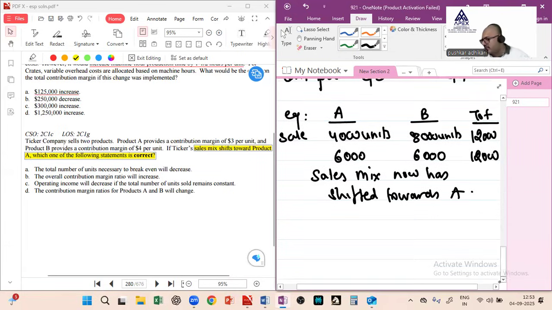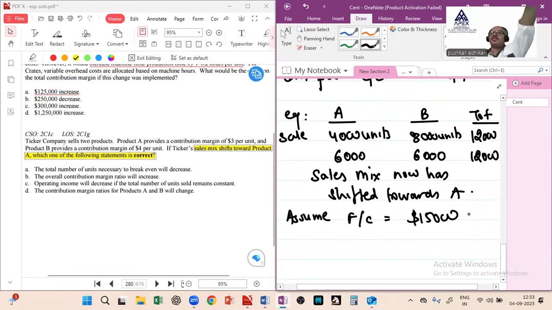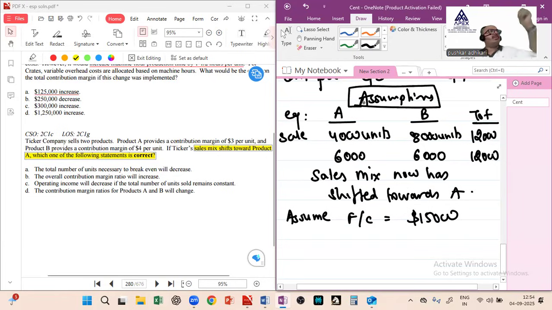Now please try to understand my next statement. Let us assume the fixed costs to be $15,000 just for the sake of it. These are all my assumptions. I am taking it out of my pocket and just putting it in front of you. You have to agree. Why? These are my assumptions. How else will I justify my calculations until I make those assumptions?